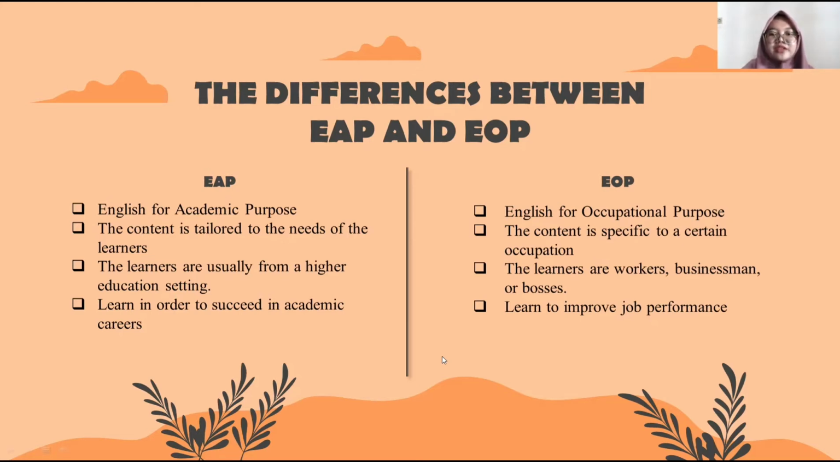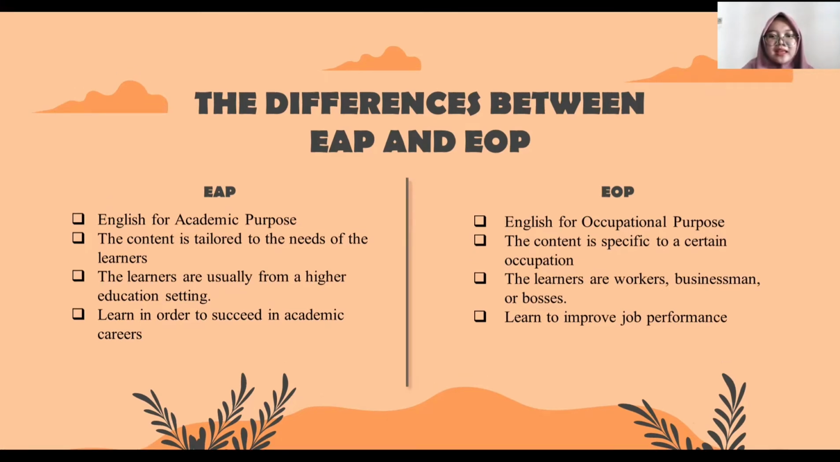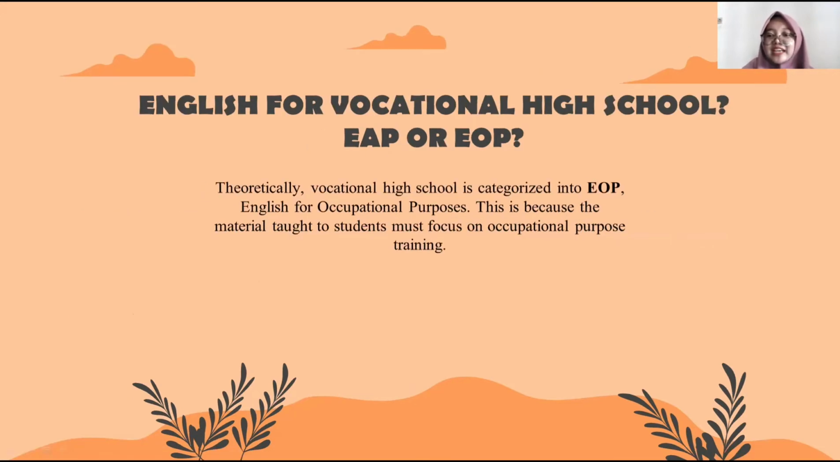And then we have the third question, that is, where does English for vocational high school belong, EAP or EOP? So theoretically, vocational high school is categorized into EOP, English for occupational purposes. This is because the material taught to students must focus on occupational purpose training. But in fact, learning English in vocational schools is more directed to EAP, English for academic purposes.